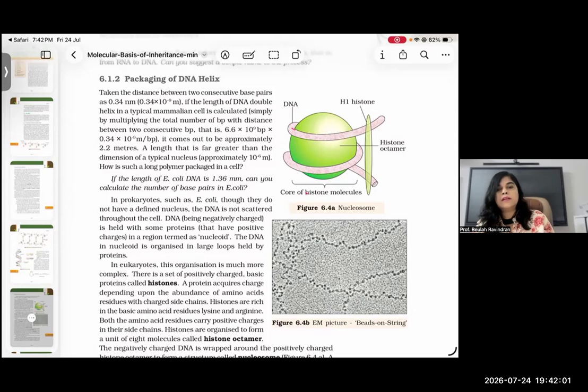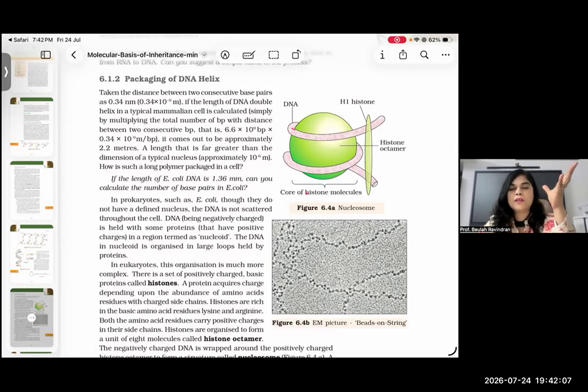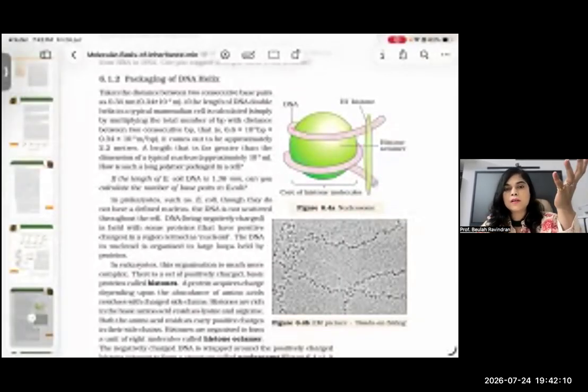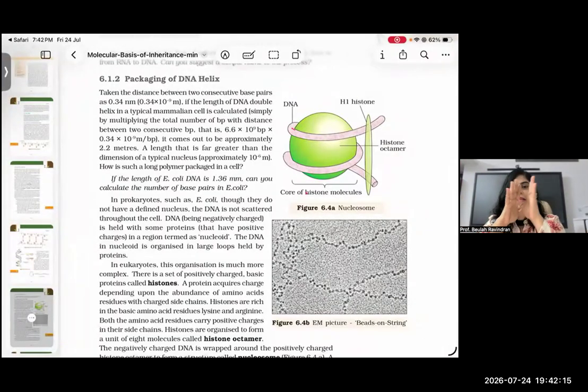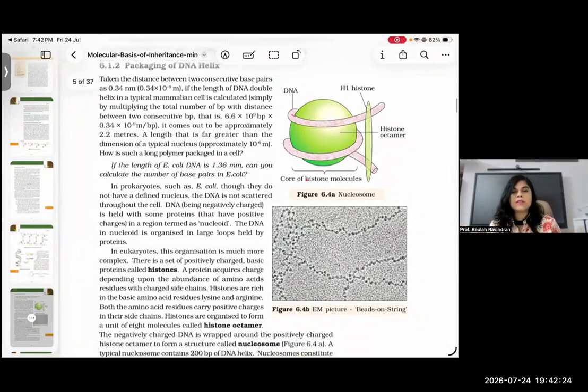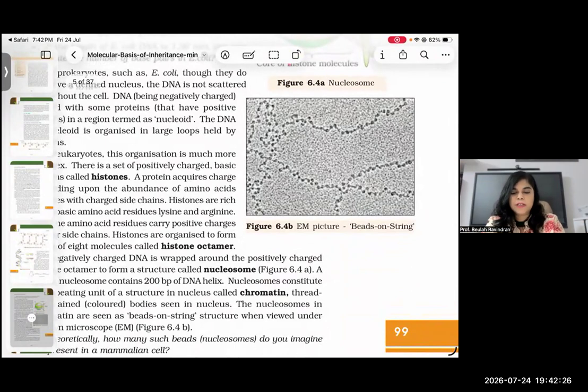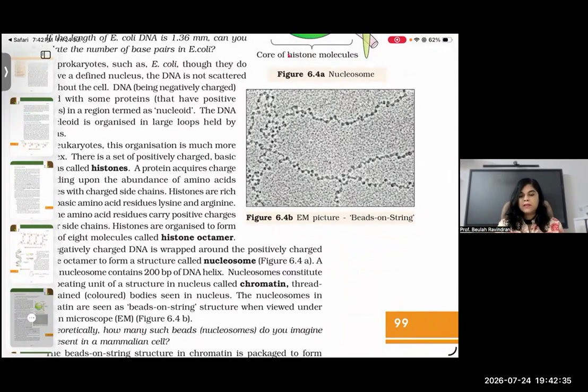Then chromatin. I told you, right? Chromatin is a thread-like colorful structure, in which one or more nucleosomes repeat with DNA in between. Under the electron microscope, chromatin appears like beads on a string. This one is the electron microscope picture. Here you can see the bead-like structures, which are really the nucleosomes.